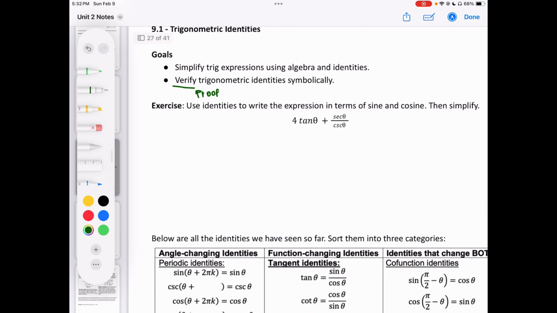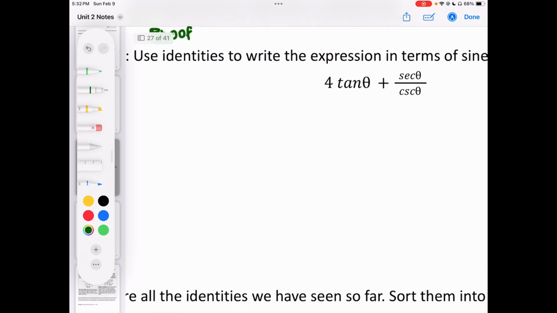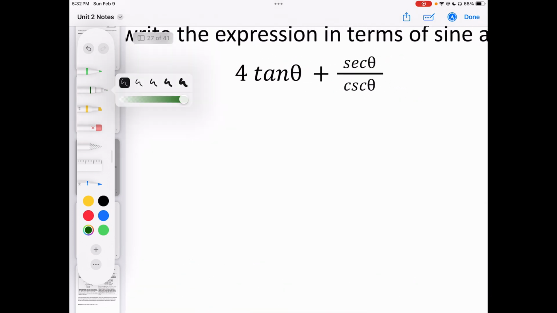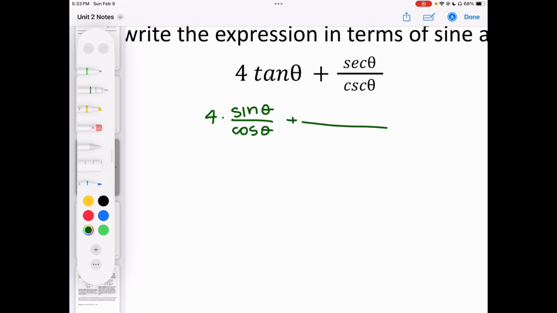Okay. So let's start by writing this identity in front of us in terms of sine and cosine. We want to simplify it as much as possible after that. So I know I can go ahead and rewrite all of these. So I'll go ahead and zoom in so I have plenty of room. So I can say 4 times sine of theta over cosine of theta, because I know that tangent can be rewritten as such. And I also know secant is 1 over cosine theta, and cosecant is 1 over sine theta. Okay, so now I've rewritten it.